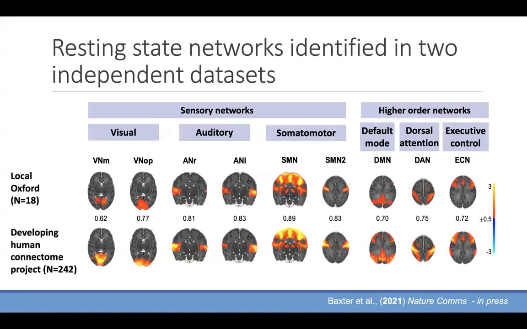And the question was, can we relate these evoked responses to the resting state networks? And so we identified 9 resting state networks in our local Oxford dataset with just these 18 babies that we also were able to observe in a large dataset from the Developing Human Connectome project. And as you can see, the reproducibility between the different sensory networks and higher order networks was quite robust.